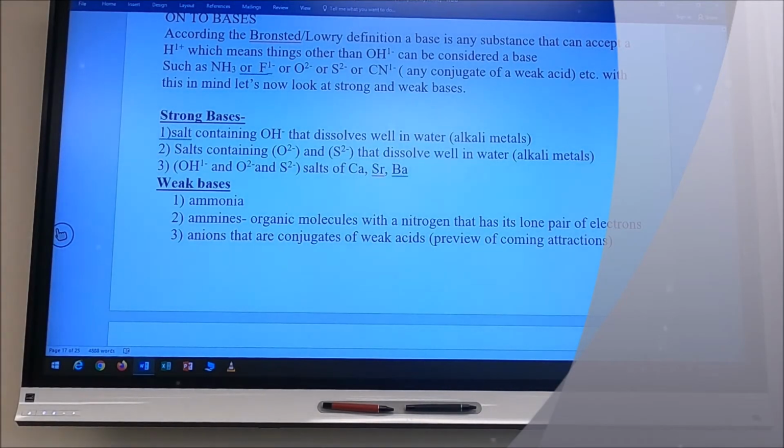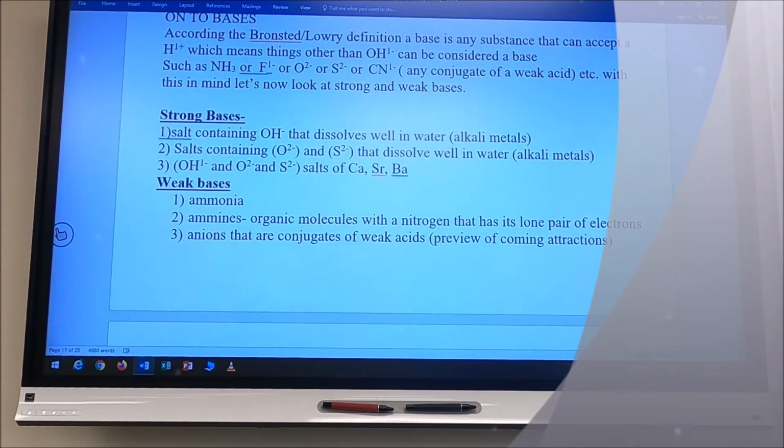Now it's time to talk about Bronsted-Lowry and bases. Under the Bronsted-Lowry definition, a base accepts a hydrogen ion. Now this really expands our definition of a base. The hydroxide ion is still a base because it's got that wonderful oxygen with 3 lone pairs of electrons.